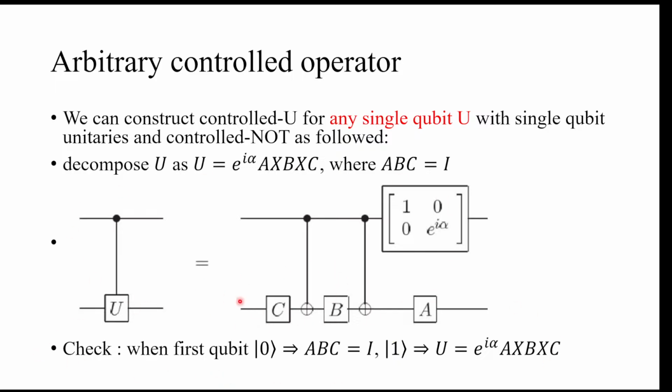This is actually a construction for any arbitrary controlled unitary by CNOT and some rotations around X, Y, Z. So you can just do rotation around X, Y, Z with arbitrary angle, then you can do any single-qubit controlled unitary with one control qubit. So this is why we want ABC equal to identity and X B X C equal to your unitary.